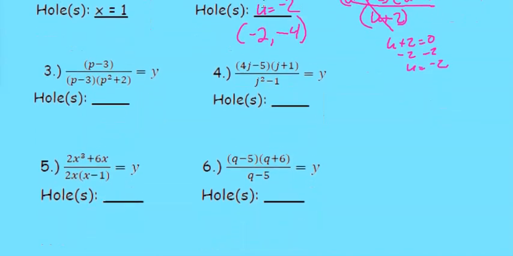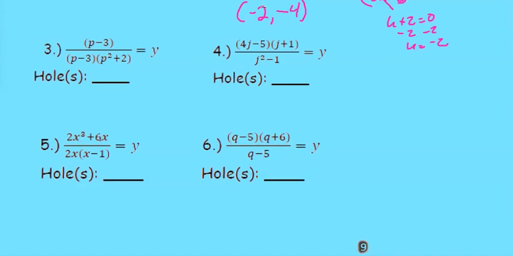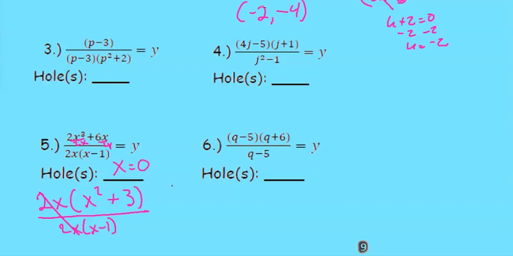Okay, let's do another one. Let's do number 5. So we have 2x cubed plus 6x all over 2x times x minus 1. We could factor the top with the GCF. The greatest common factor of 2 and 6 is 2, and the GCF of x cubed and x is x. So divide each of those by 2x. So there you get x squared plus 3. So the 2x's cancel, so you have a hole at x equals 0. If you were to plug this in to get the point, 0 plus 3 over 0 minus 1 would be 3 over negative 1. That equals negative 3. So your hole point is (0, -3).